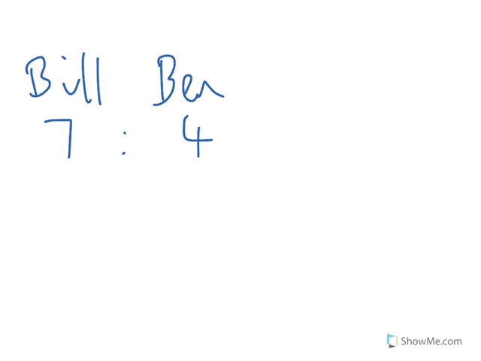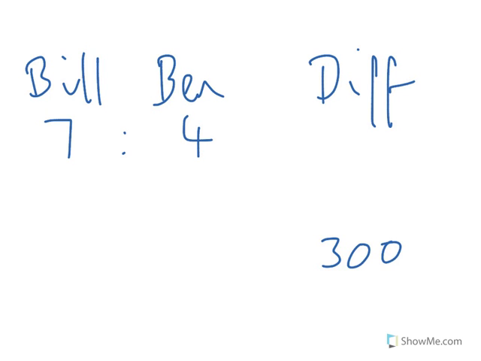So this time, the question is going to tell you that Bill actually receives £300 more than Ben. So that means the difference between how much they received is £300. So we need to know what the difference in shares is. Well, if Bill receives 7 shares and Ben receives 4 shares, the difference between how much they received in shares is 3. 7 take away 4 is 3.